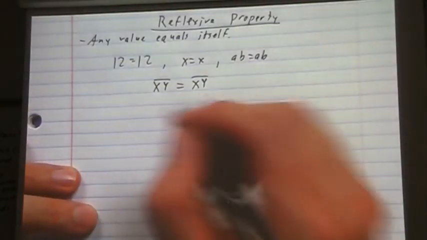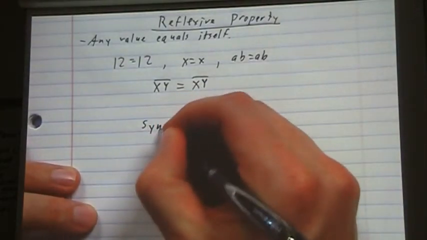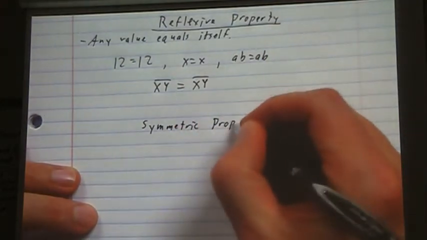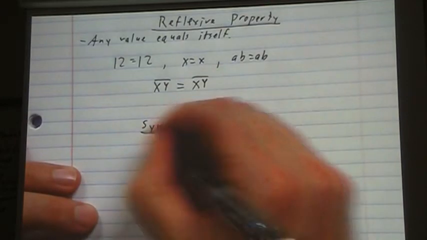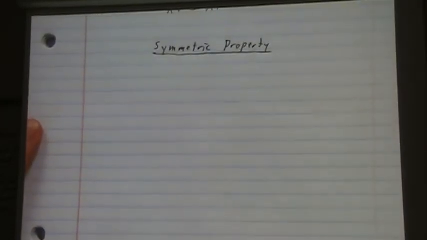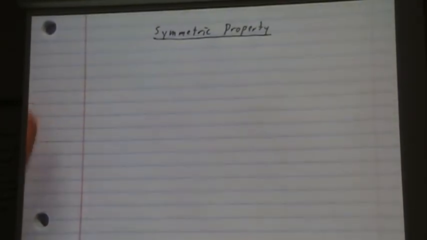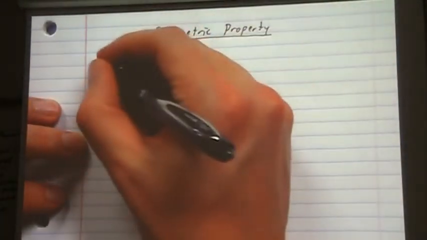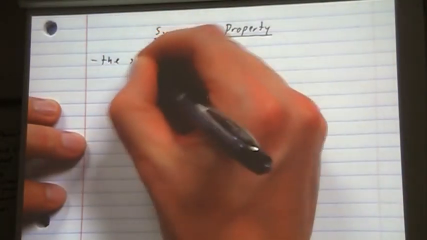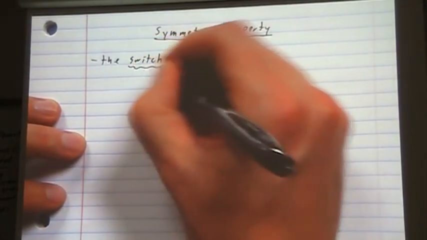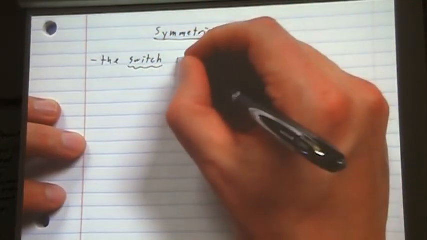Symmetric property. Symmetric property has a word you've probably used before, or at least heard of, called symmetry. Symmetry, think like mirror image. And what the symmetric property does, it's the switch of an equation or a value.